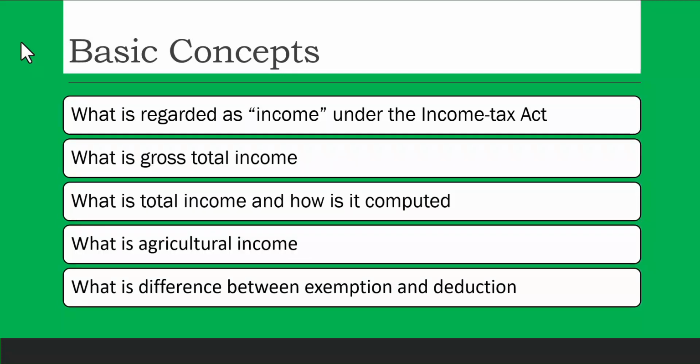Then, what is regarded as income under the Income Tax Act? What is gross total income? What is total income and how it is computed? What is agricultural income? What is the difference between exemption and deduction? So we are going to understand all this.